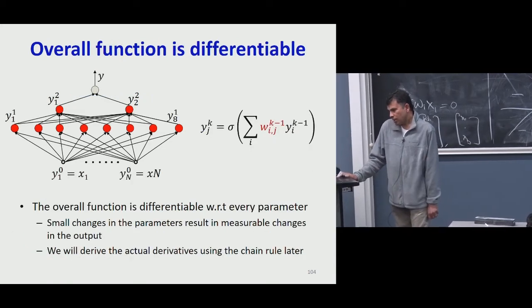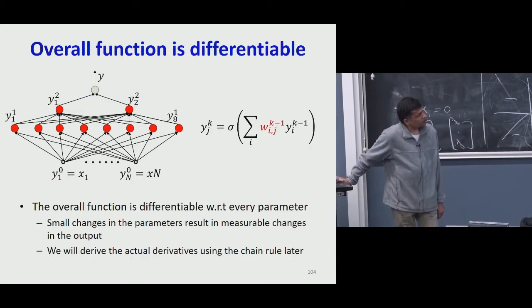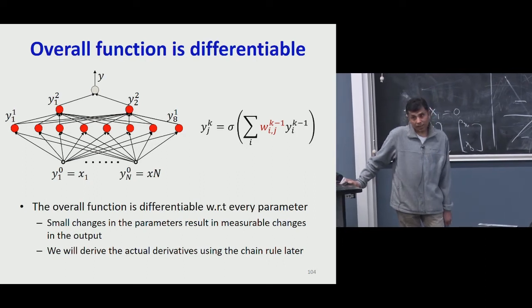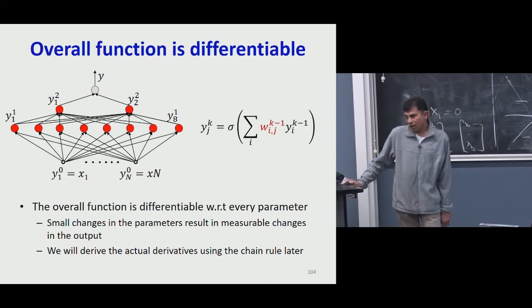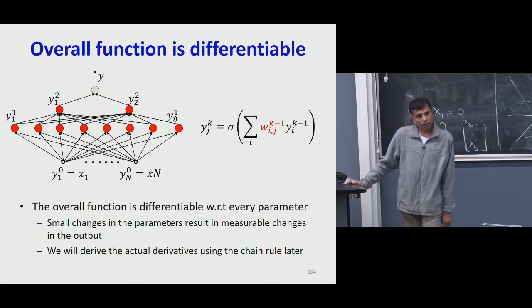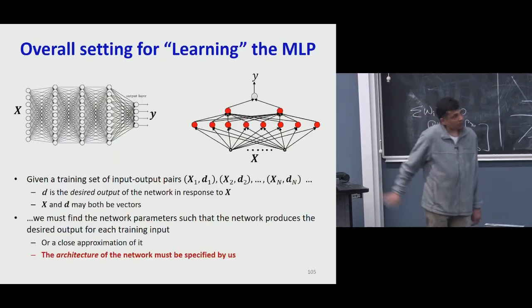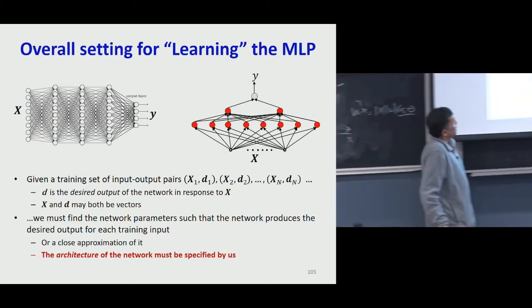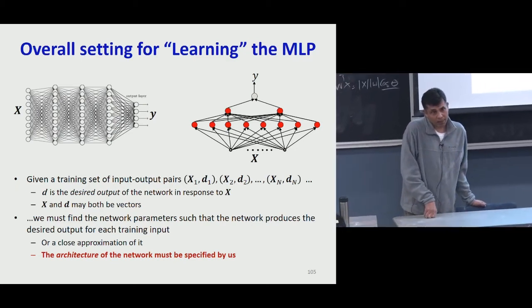And so this overall function that we've got is differentiable with respect to every parameter. Small changes in the parameters result in measurable changes in the outputs. And we're going to see exactly what these changes are going to be. We're going to derive it later. But then here is the overall setting for the learning algorithm for the MLP.